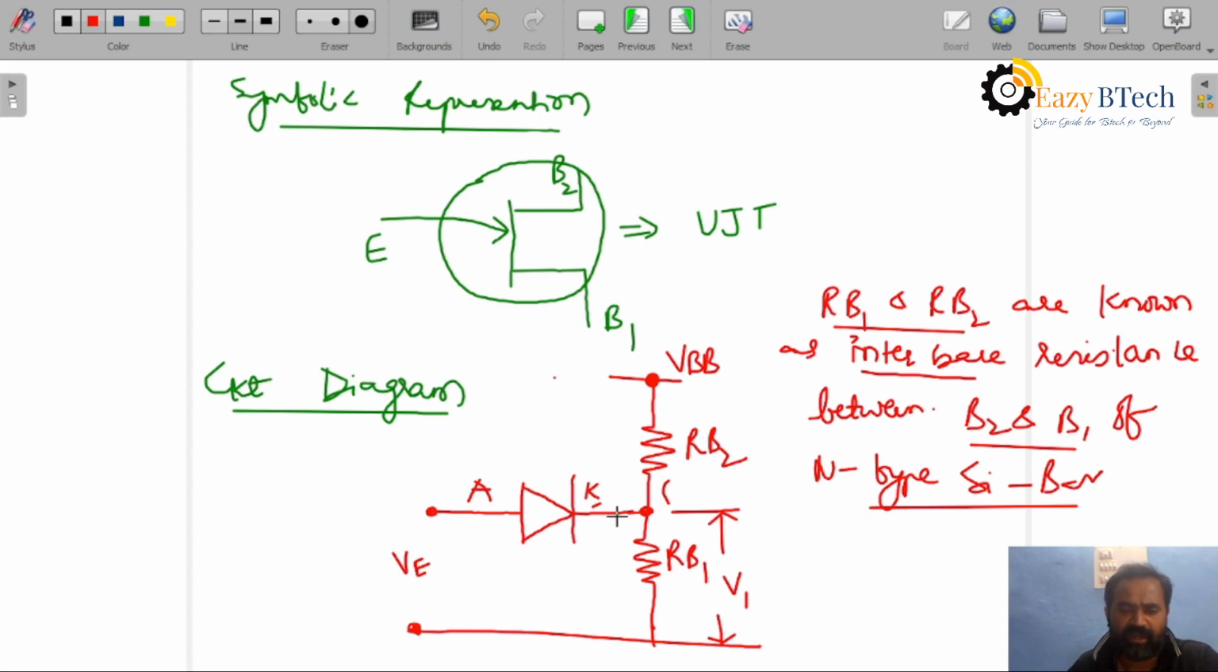Is it clear? Now the next concept is when you are applying an input voltage here, now here you are positive. The applied voltage is across the emitter terminal, it is emitter, it is B2, it is B1. Across the emitter terminal, the applied input voltage VE should be greater than the cut-in voltage of the diode. Then only the diode starts conduction. Okay, that we will see here.